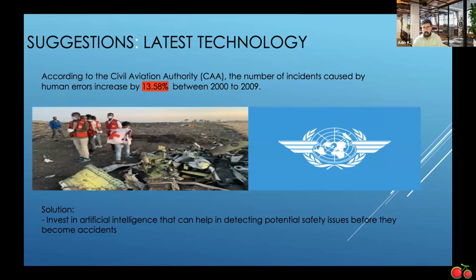So in order to mitigate that, we should invest in the latest technologies by having artificial intelligence on board. In this case, having AI can help detect potential safety issues before they become accidents, and it will help the pilots reduce the burden on their shoulders.